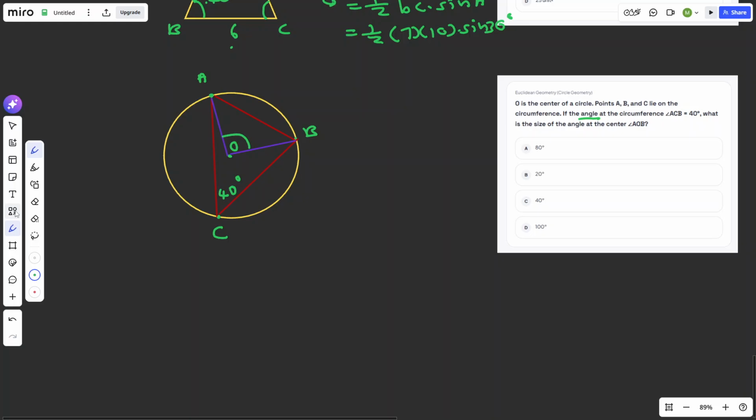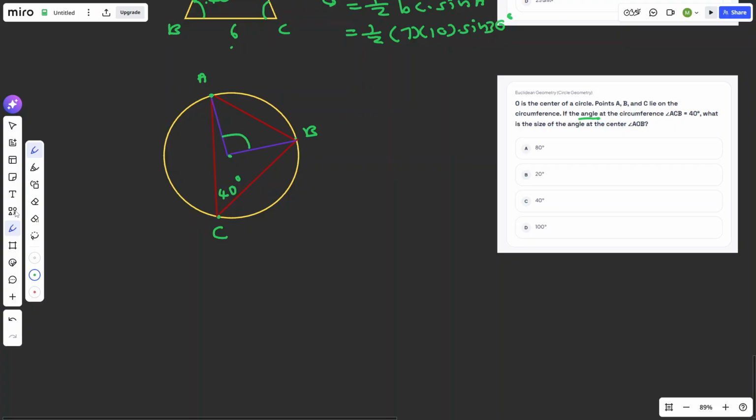Okay. So let me just remove this part since we know where the center is. So the way to do this, right, is to apply the theorems that you've learned, right, in Euclidean geometry. So we want to find the size of the angle at the center, okay, given the angle we have at the circumference. We are given nothing else, okay? So this is where we implement one of our theorems.